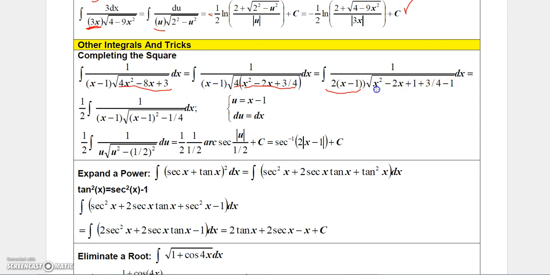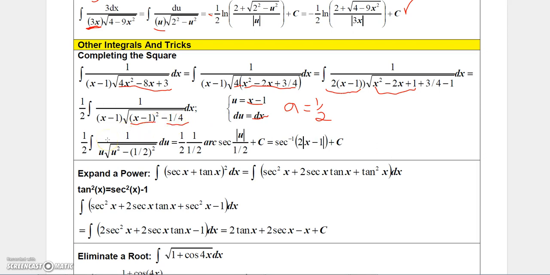And when I add 1, that makes this a perfect square trinomial. So I can write that as x minus 1 quantity squared. And then 3/4 minus 1 is minus 1/4. Okay, so now I can say that u is x minus 1, and du would just be dx. Also, let me go ahead and tell you that a would actually be 1/2, because if you square a, you get 1/4, which is what I have here.